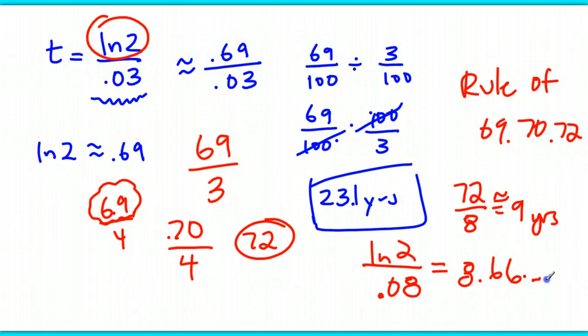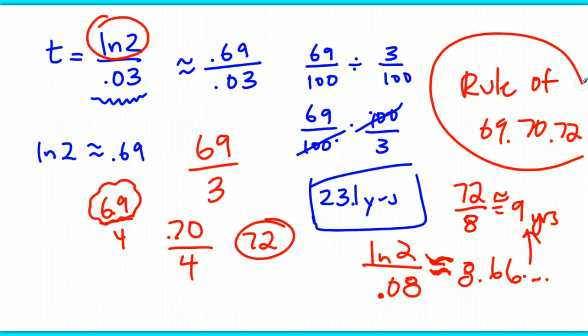8.66, and there's more stuff. So this should be an approximate symbol here as well. But notice how close we actually were to the original amount. So, like I said, this is just a way to approximate that very quickly.